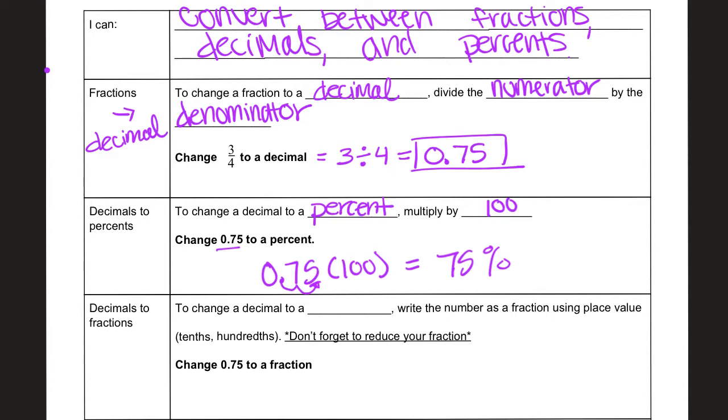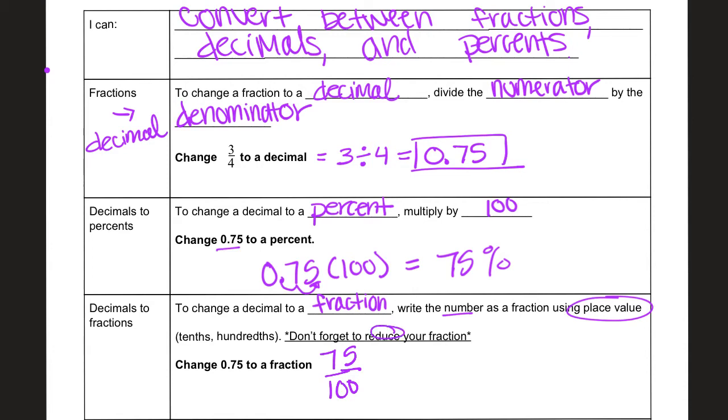And then from a decimal to a fraction, you are going to write the number as a fraction using the place value. So I'm going to look at that last number in my decimal. In this case, it's a 5, and it is in the hundredths place. So it's going to be out of 100.